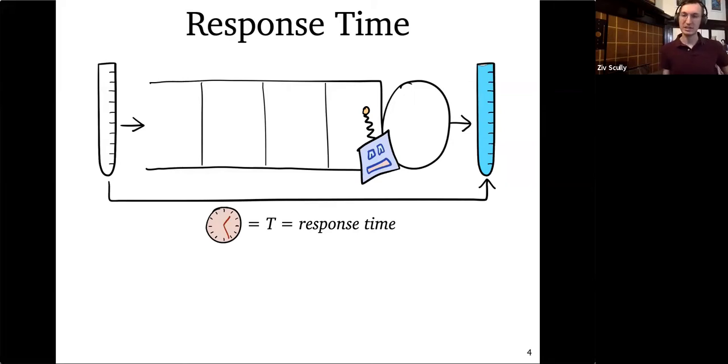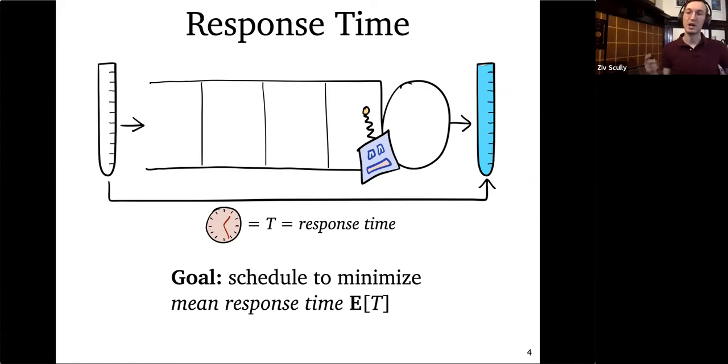And so our goal in this talk is going to be to design a scheduling policy to minimize mean response time. That is the average response time over all jobs. We're going to write mean response time as E of T. Okay, so that's our goal, minimize mean response time.